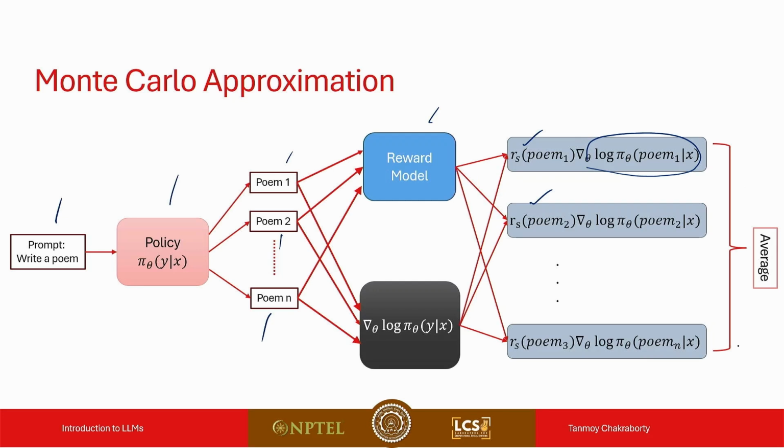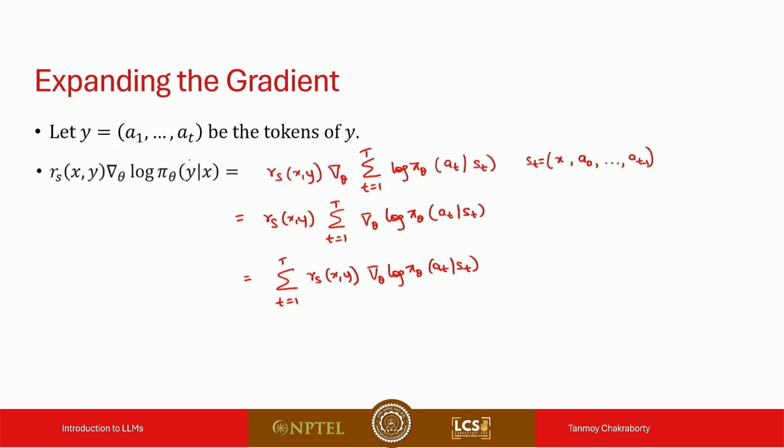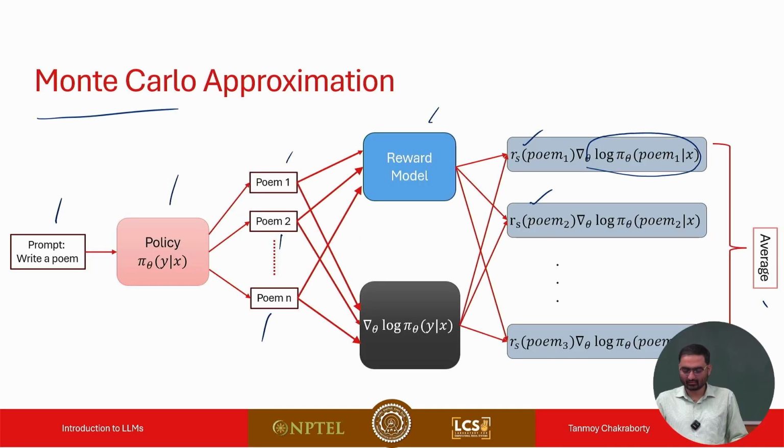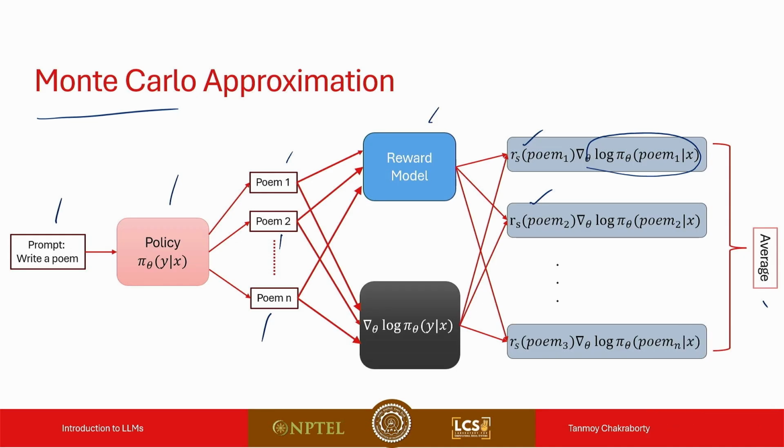Then you take the average. And why is this called Monte Carlo? This is again a fancy term. Whenever we use sampling as a replacement of expectation, we use the term Monte Carlo. Then we average and then we backpropagate. But the game is not over yet. A long way to go, by the way. We have just started.